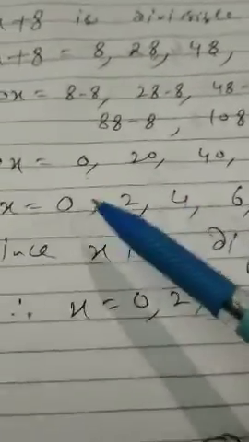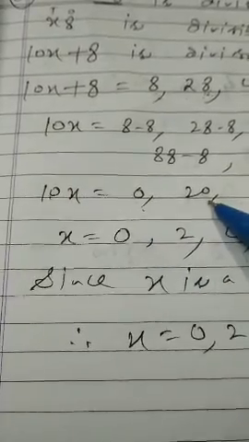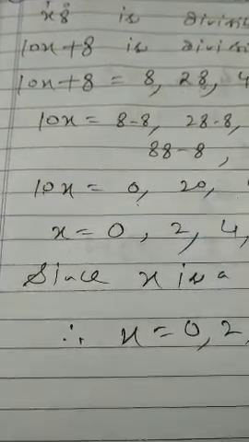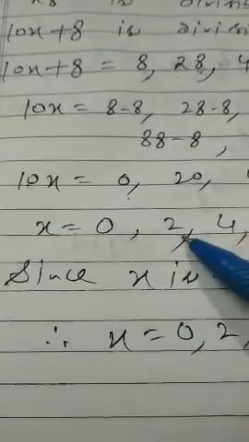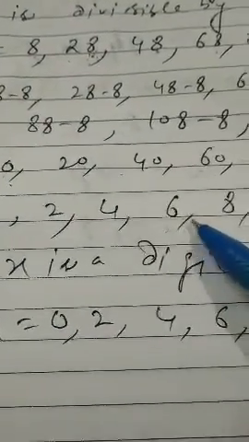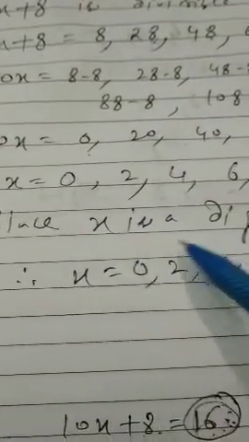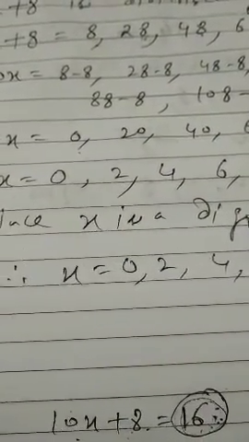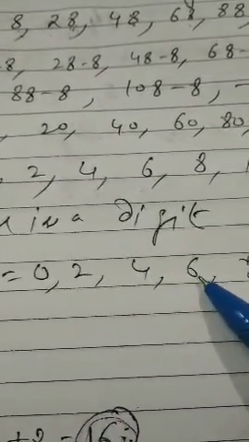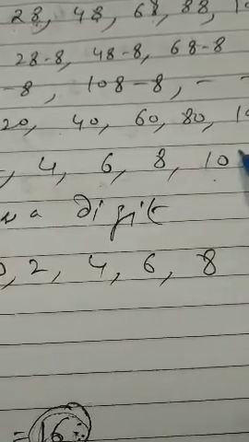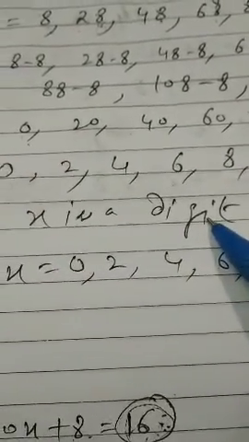You are getting 10x is equal to from here 0, from here 20, next from there 40, 60, 80 and so on. Now when you divide these answers by 10, you will get 0, 2, 4, 6, 8 and so on. Finally, since x is a digit, the value of x can be 0, 2, 4, 6 and 8. Don't take the 2-digit values as x is a digit.